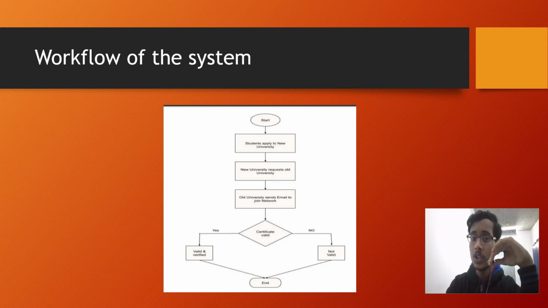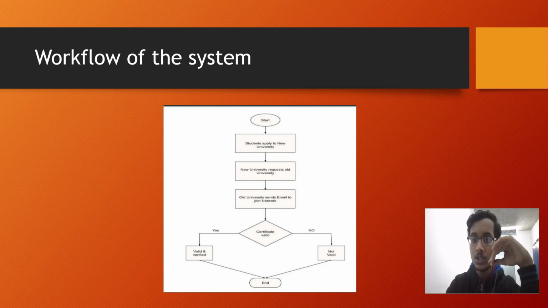If the student is applying to a new university, then the new university sends a request to the old university. Here the student has already given access to the old university, right? So the old university would get the request that the new university wants to check that data. If you are moving from 10th to 12th, the old university would be the 10th standard and the new university would be the 12th standard. The 12th standard wants to access the certificate of the 10th standard to verify whether the student has passed the exam or not.